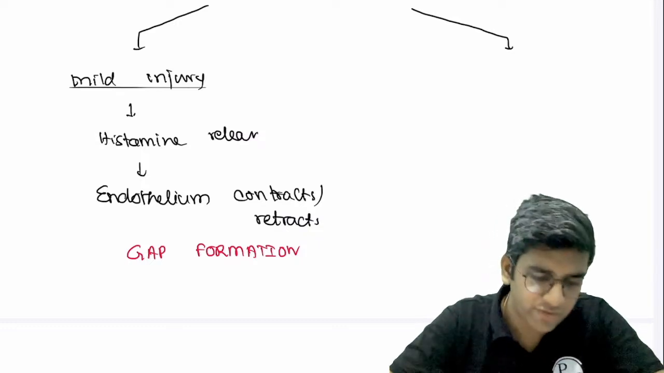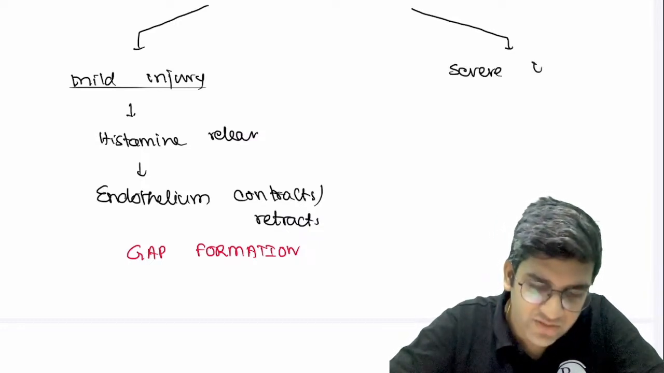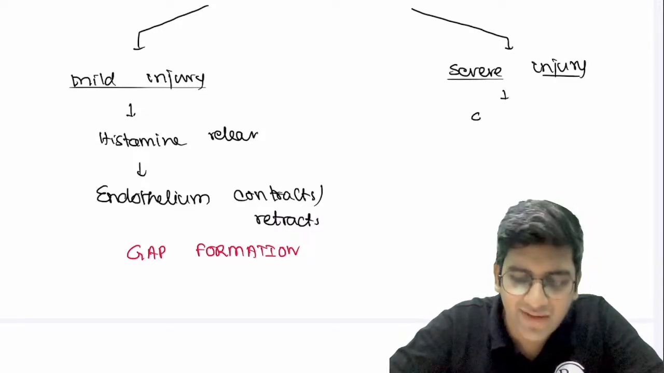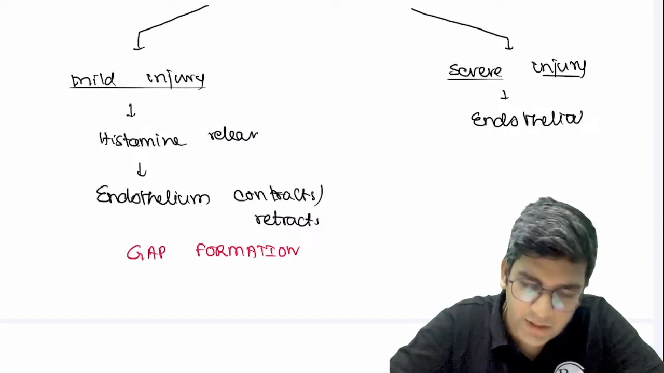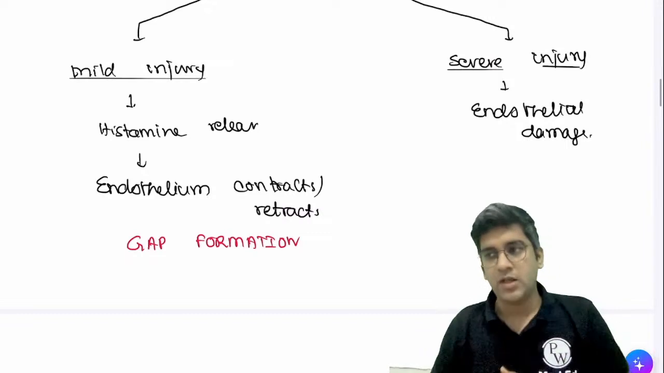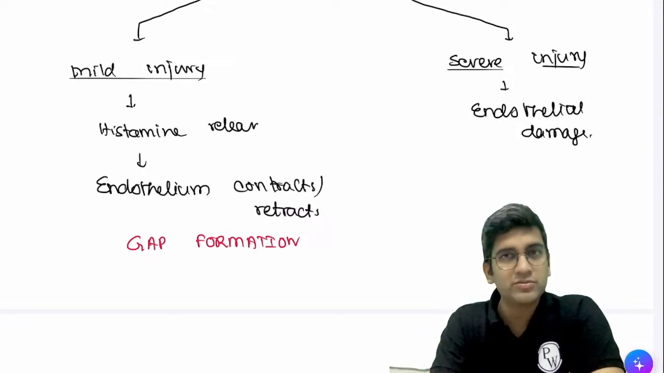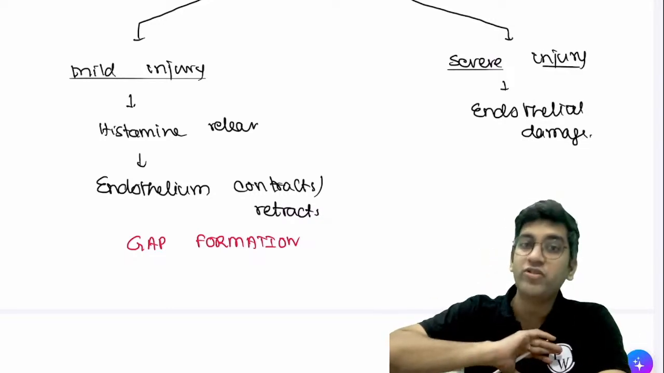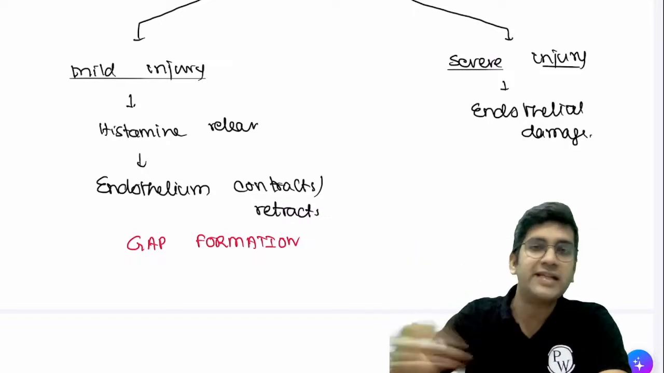Then I have moderate to severe damage. With any moderate to severe injury, I have two ways of destruction. What happens here is endothelial injury. The endothelium gets damaged. I'll give you a simple analogy. Let's assume a Hulk comes into your room. Can the Hulk break the door? Definitely. That's what endothelial damage means. The injury is so harsh, so severe, it can just break the endothelium and damage it.